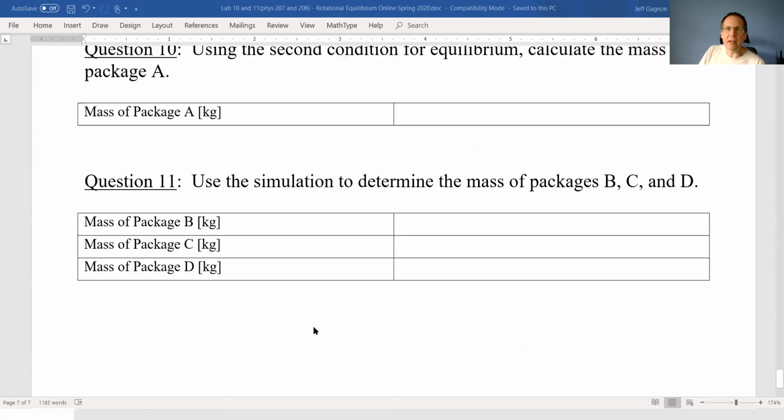In question 11, you're probably going to have to do some torque calculations, at least in your head. You might have to do this on paper. You don't have to show me them, but whatever method you want to use, if you want to just play around with the simulation, I want you to figure out what the mass is of package B, C, and D.